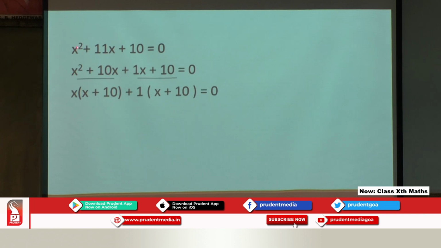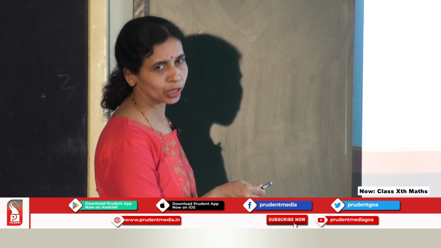So x square plus 10x, I split this 11x as plus 10x plus 1x. See, add and see here, plus plus plus sign, 10x plus 1x, that is 11x. Both the terms you multiply and see, plus into plus, plus 10 ones are 10, x into x, x square. So this is the correct number we took. Plus the last term will remain the same, that is 10 equal to 0.